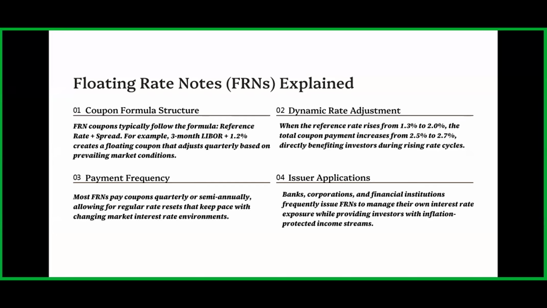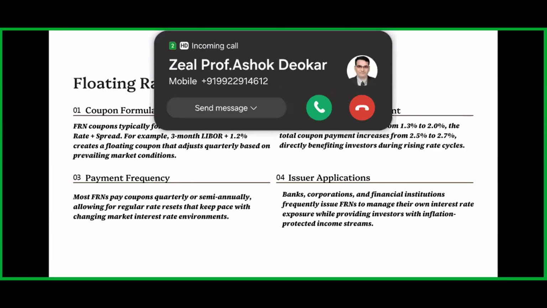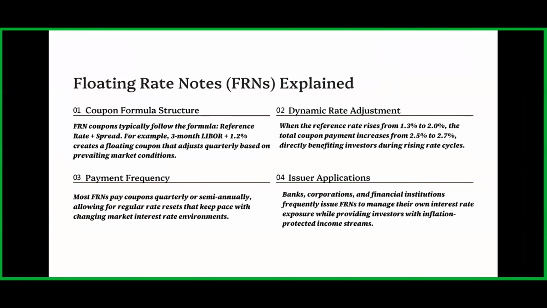On that basis, first they calculate the coupon rate, and then the companies make the payments quarterly or semi-annually. That means once in 3 months or once in 6 months they make the payments for the bonds they issued. Next one is the issuer application. Banks, corporations, and financial institutions frequently issue floating rate notes to manage their own funding while providing investors with inflation-protected income streams.